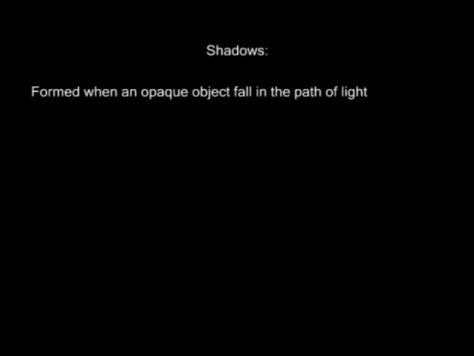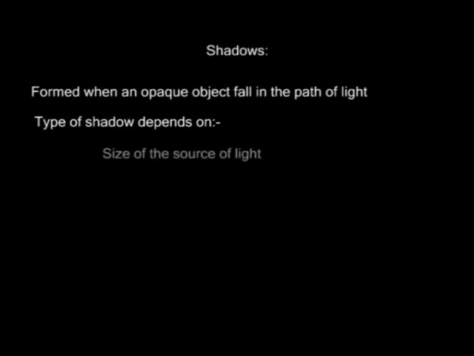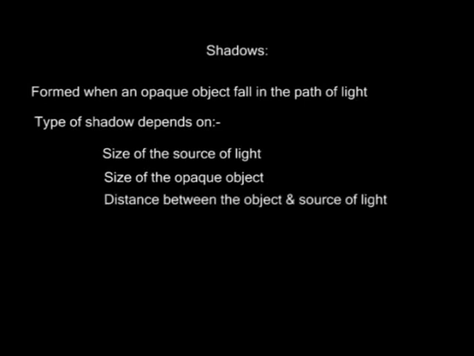Shadows, once again, are formed when an opaque object is on the path of light. The type of shadow formed depends on 1. The size of the source of light, 2. The size of the opaque object, and 3. The distance between the object and the source of light.